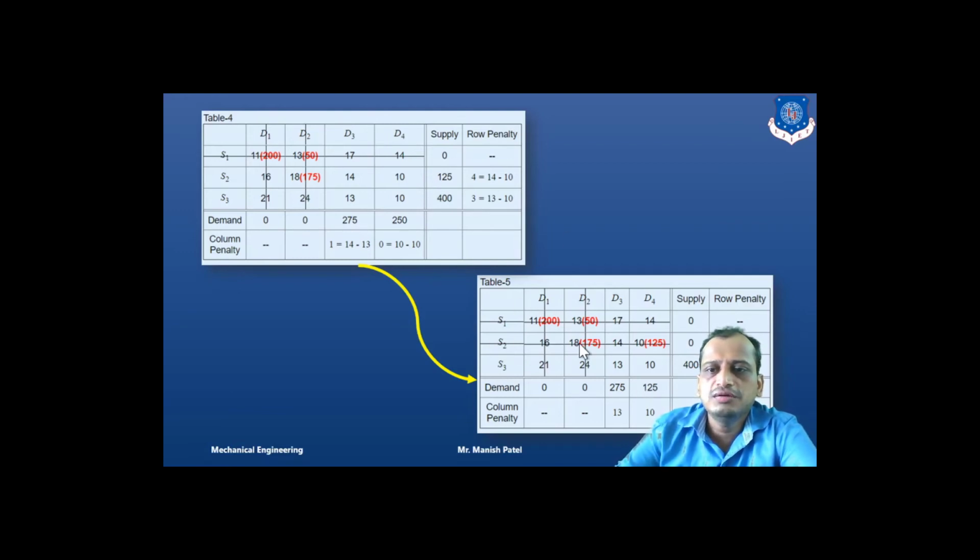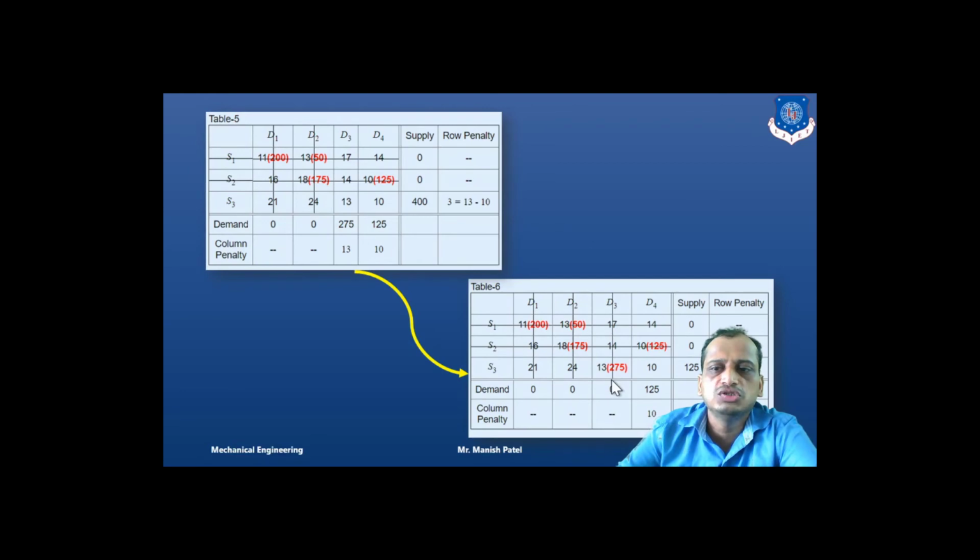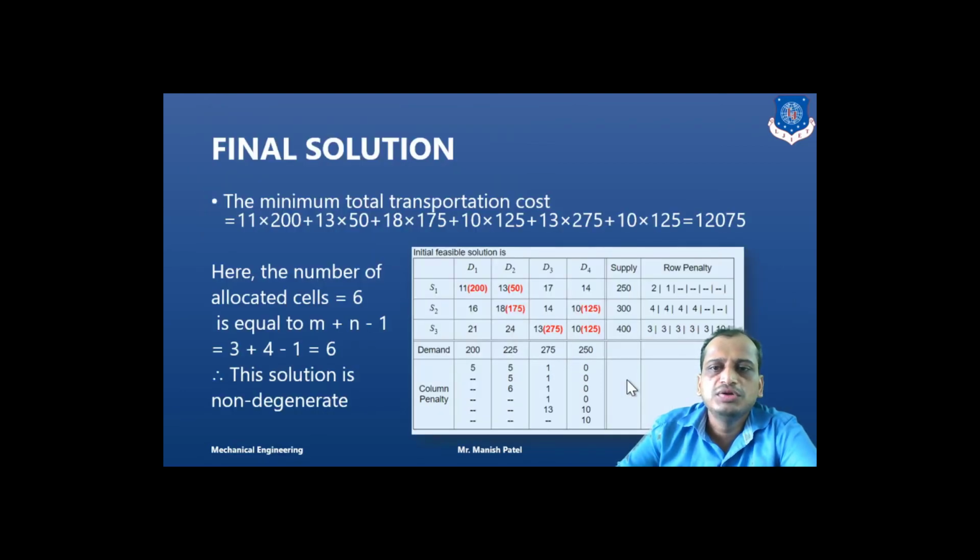If you see here, only 2 cells are left, with 275 and 125. If you add both of them, you will get 400. So you can easily allocate 275 here and 125 here. So you can get 400 as a supply constraint. That is why we have arrived at the final solution here, which is coming out to be 6 allocations.